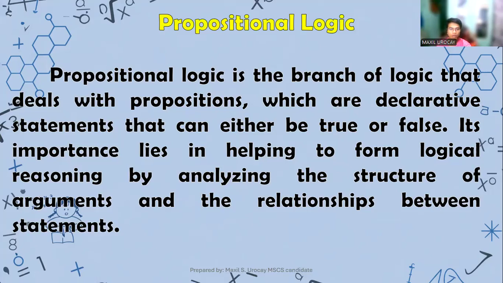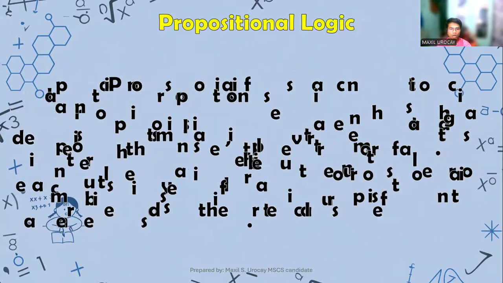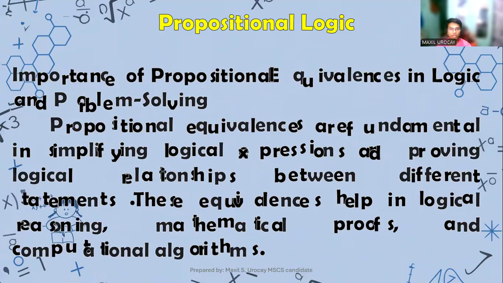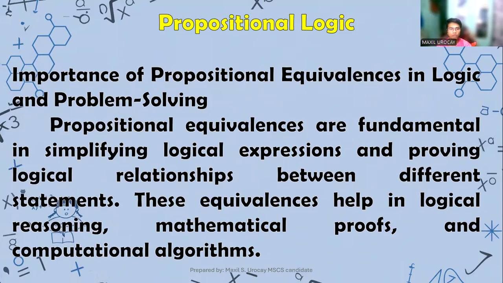So a proposition is a basic unit in logic. It is a simple statement that has a definite truth value, either true or false. For example, in this case, "blue" is a proposition that can be derived as either true or false. As I mentioned, this is just referring to the statement, if this is being quantified as true or false.